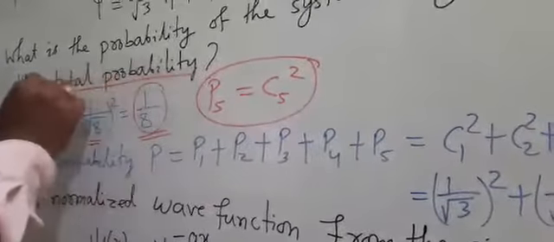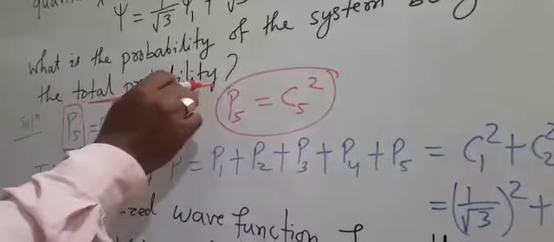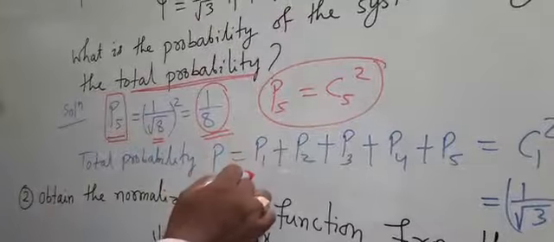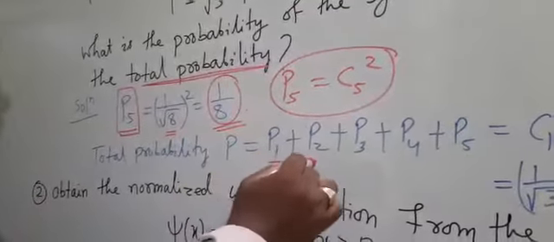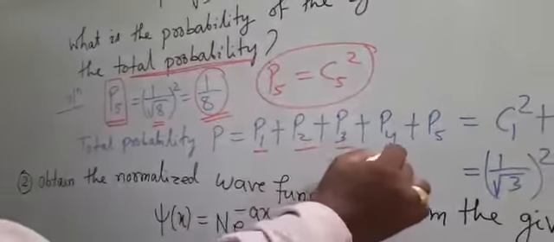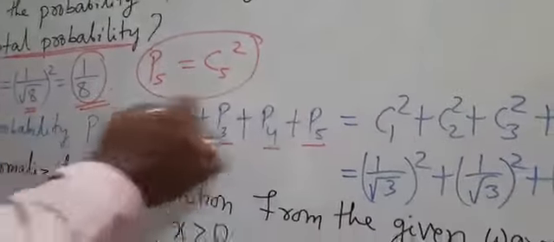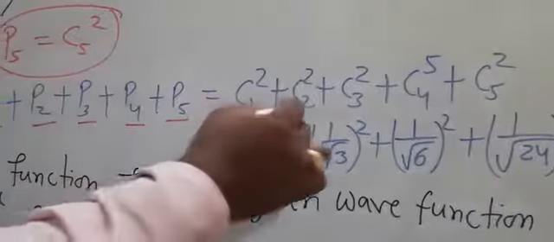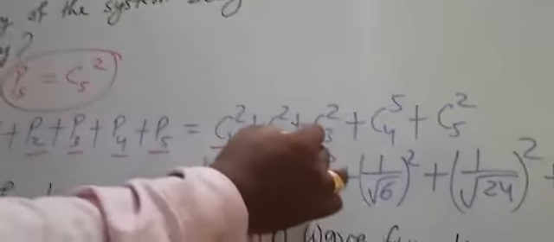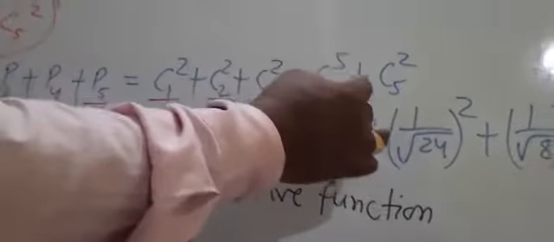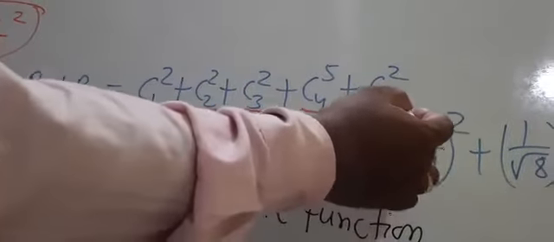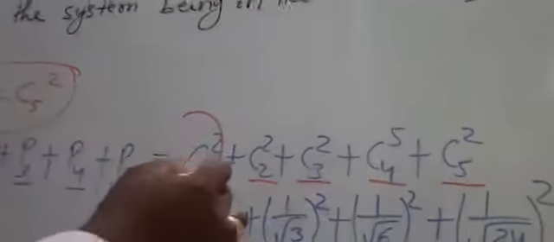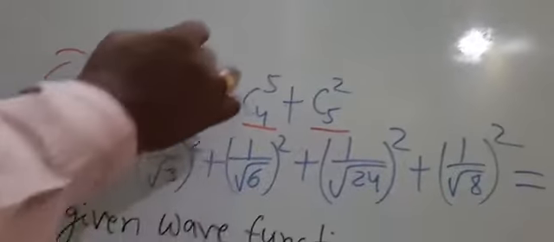Then the other question is the total probability. To get the total probability, you have to add the probabilities of each state: psi 1, psi 2, psi 3, psi 4, and psi 5. P1 is equal to C1 squared, P2 is equal to C2 squared, P3 is equal to C3 squared, P4 is equal to C4 squared, P5 is equal to C5 squared. If you add all the probabilities, it becomes the total probability.